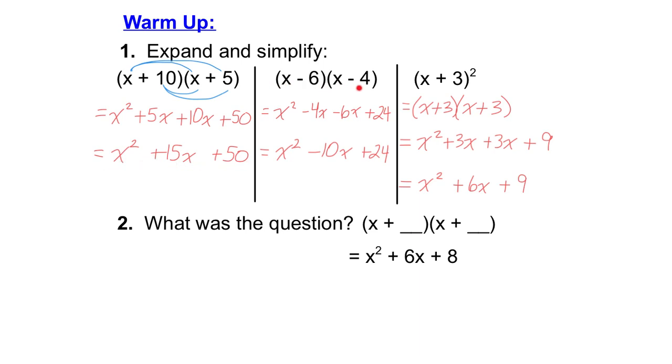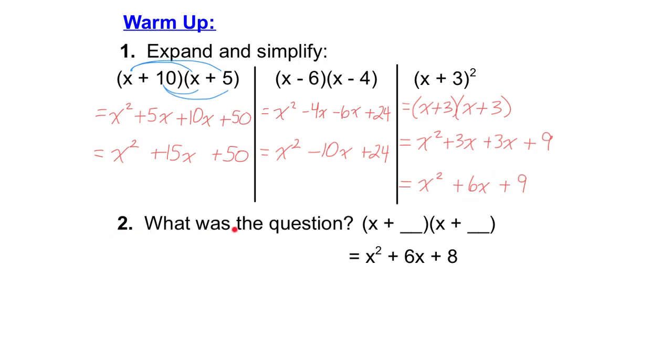We do the same process for the next two questions. Just remember, squaring means you're multiplying it by itself. So x plus 3 squared is x plus 3 times x plus 3. Now we do the same process. x times x, x times 3, 3 times x, and 3 times 3. Simplify the like terms, and we end up with this. So that's expand and simplify.